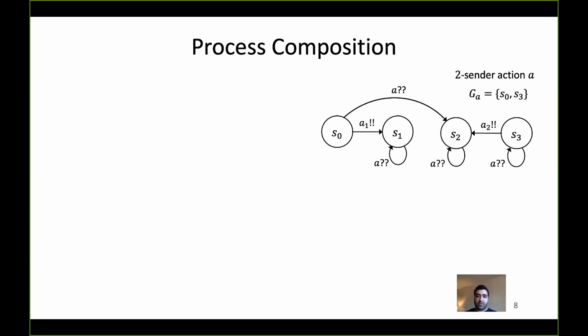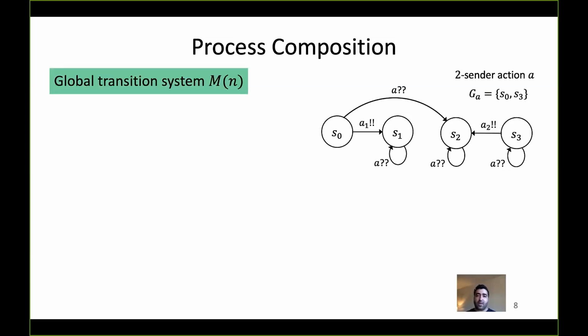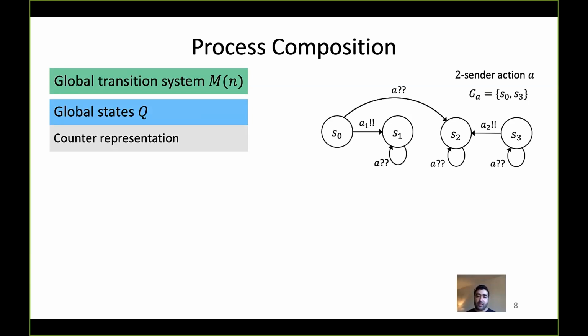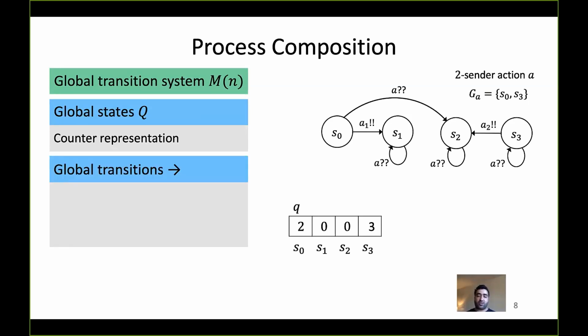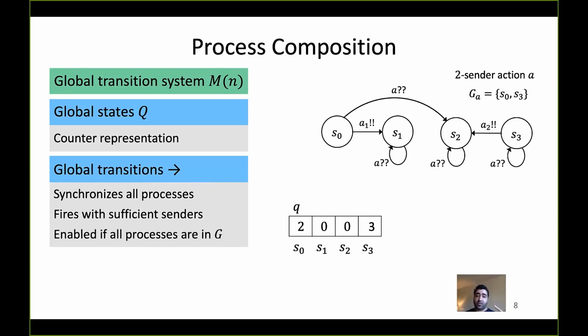A system in the GSP model is essentially a composition of n identical processes captured by a global transition system M of n that has a set of global states that follow a counter representation, so that each global state marks how many processes are in every local state. For instance, the state Q says that there are 2 processes in state S0 and 3 processes in state S3. Furthermore, we have a set of global transitions that 1. synchronize all the processes in the system, 2. fire with a sufficient number of senders, and 3. are enabled when all the processes are in the subset of the local state space specified by the guard.